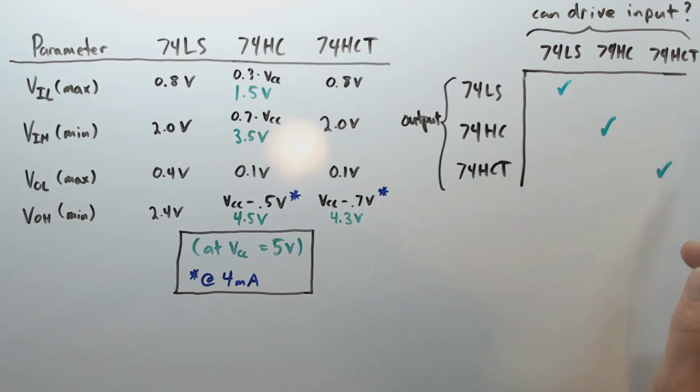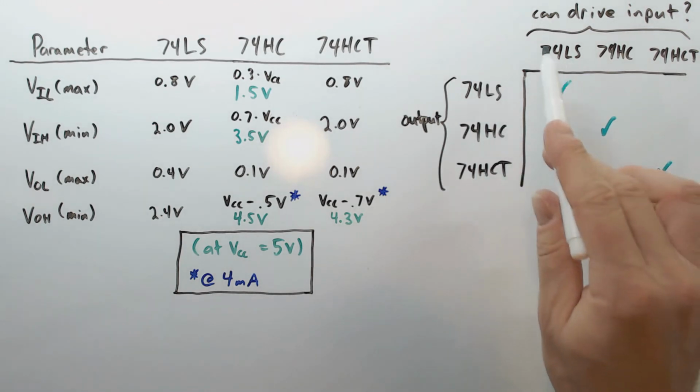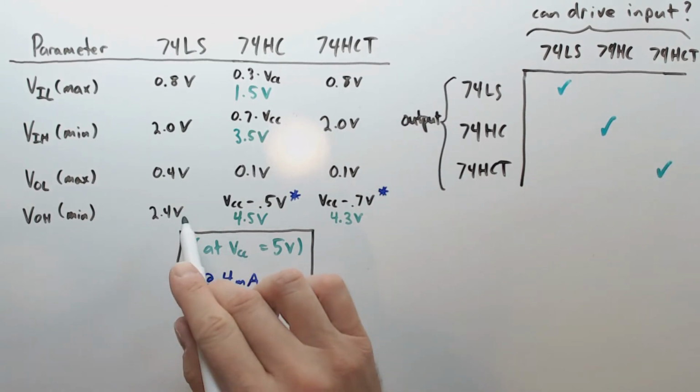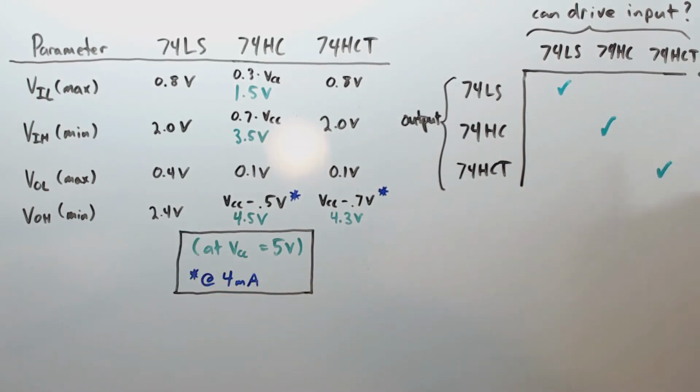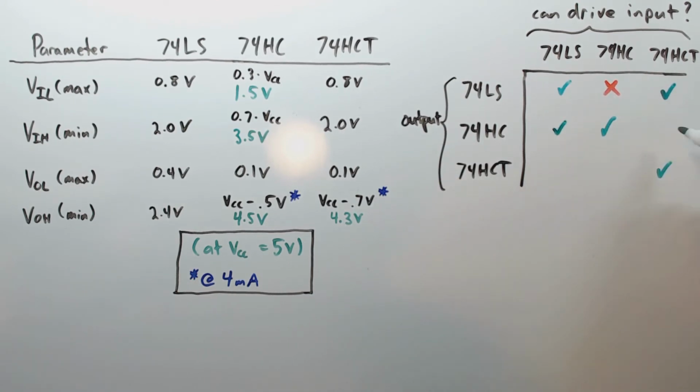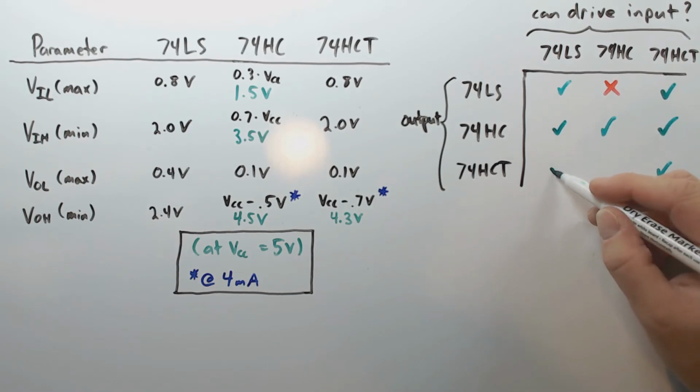So looking at this as a kind of compatibility matrix in terms of which outputs can drive which inputs, obviously the outputs of each family can drive the inputs of the same family. That would be sort of ridiculous if that weren't the case. 74LS outputs, because of this relatively low minimum high voltage that is produced, can drive 74HCT devices because the HCT devices have TTL compatible inputs. They cannot reliably drive the inputs of 74HC devices. 74HC devices can drive everything just fine, and so can the 74HCT.